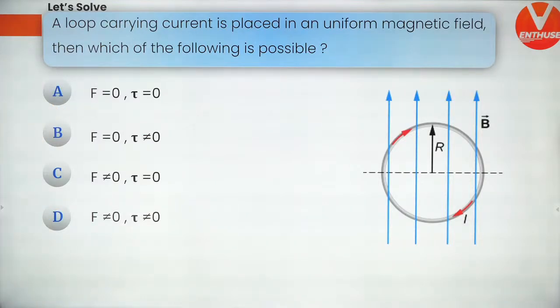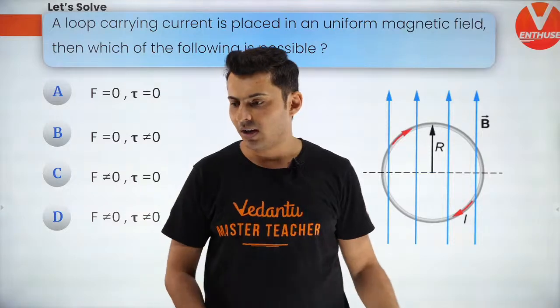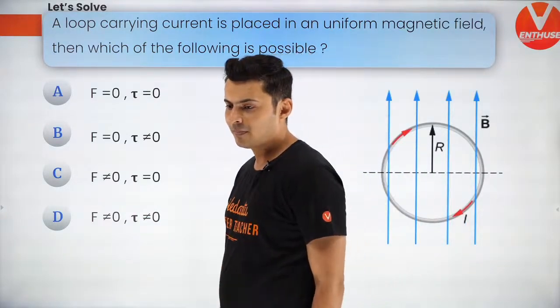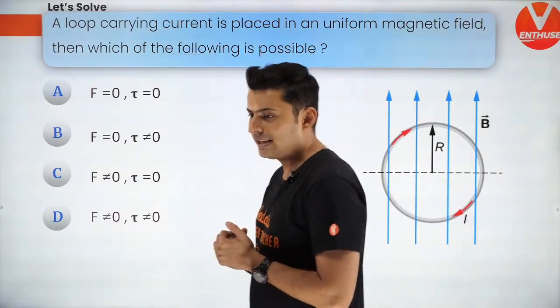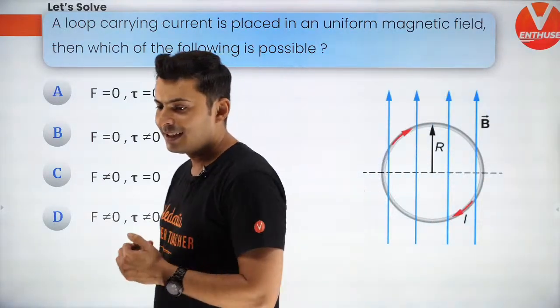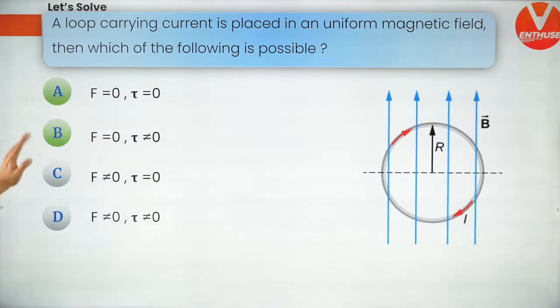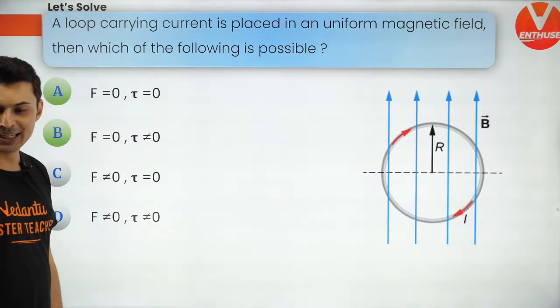Okay, what do you guys think? A and B, A, B, C, D, A, B, D. Okay, so the correct answer is only A and B, guys. The correct answer is only A, B.